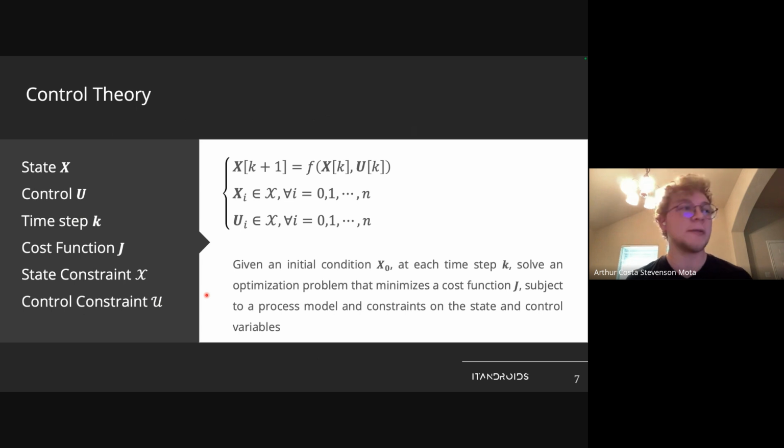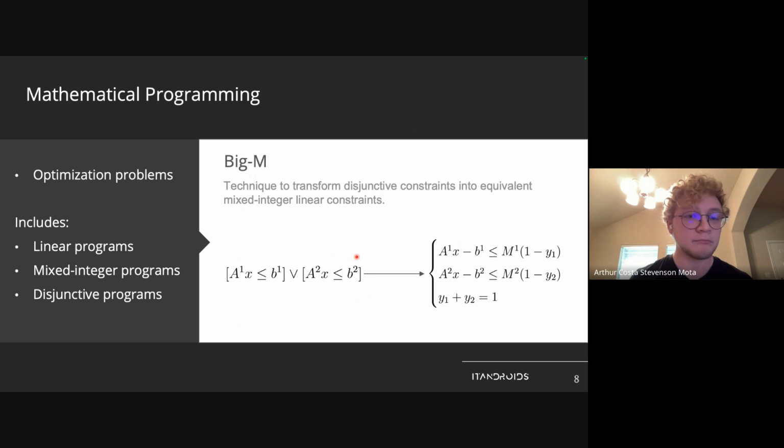Okay, so very brief control theory. Given a state X and a control matrix U at time step K, the idea is to solve an optimization problem that minimizes the cost function J, subject to a process model, which you can see here, which is a function of the state X and its control U. And this has to be subject to constraints for the state and the control variables.